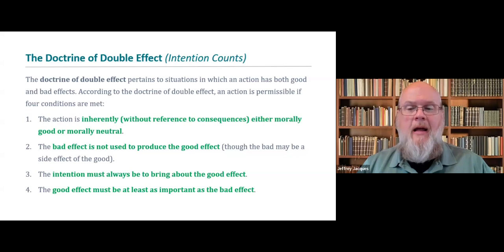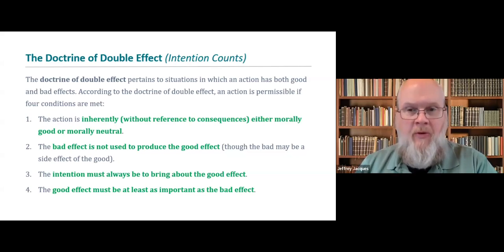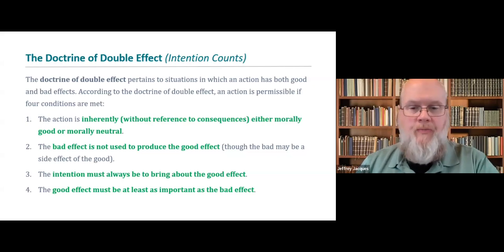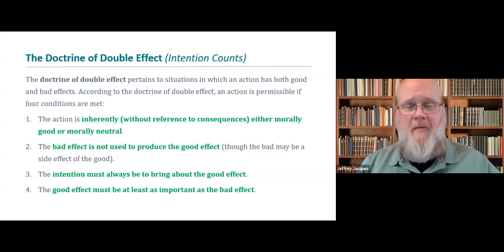According to the doctrine of double effect, an action is going to be permissible if these four conditions are met. And it's important to remember these. One, the action, without referring to consequences, is inherently either morally good or morally neutral. Not morally bad. Two, the bad effect that may come from this is not used to produce the good effect. I have to kill half of existence to benefit all of existence. Thanos doesn't work here in the doctrine of double effect.